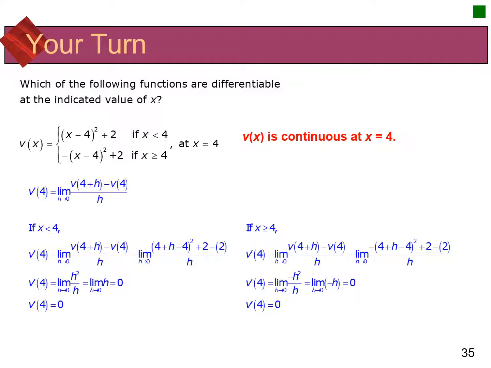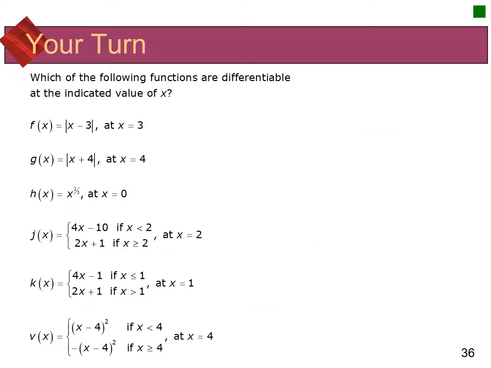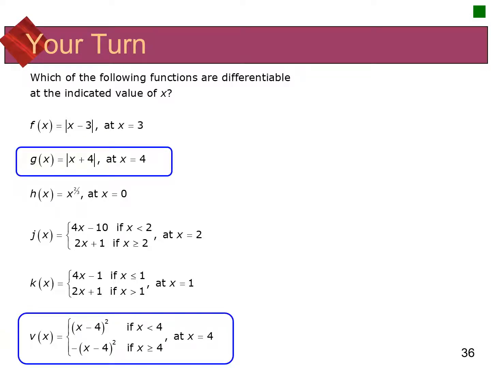So I get the same value if I'm assuming x's are going to be less than 4 or if x's are greater than or equal to 4. So it doesn't matter which formula I'm using at 4 to come up with a derivative, it exists. It equals 0. And since it exists, v of x is differentiable at x equals 4, and v prime of 4 does equal 0. So as far as the answers I had, the ones that are differentiable are g of x and v of x.